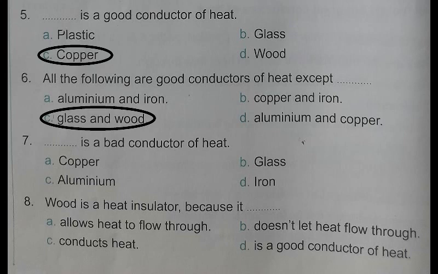Number 7. is a bad conductor of heat. Here I want an insulator, I'm looking for an insulator. A bad conductor of heat. A. Copper. No. B. Glass. Yes. C. Aluminium. Wrong. D. Iron. Wrong. So the right answer is B. Glass. Glass is a bad conductor of heat.